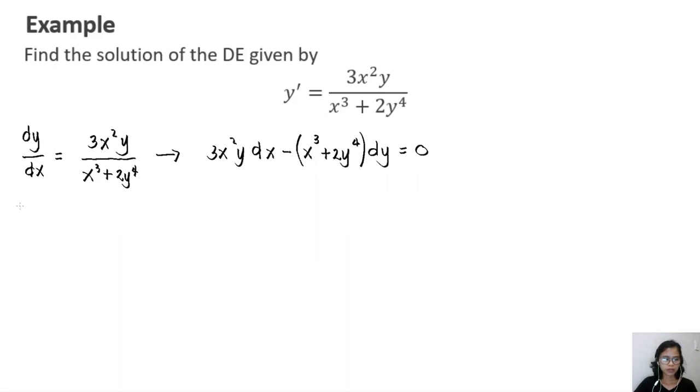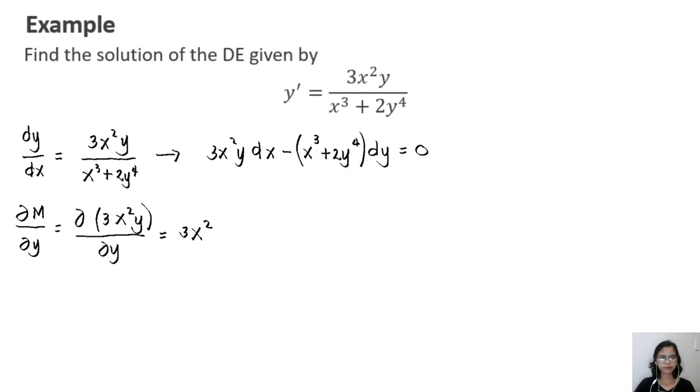Now let's try to see if this is exact, and we know it is not, but let's just solve for the partial derivative of M with respect to y. So differentiate this with respect to y, which is equal to the partial derivative of 3x squared y with respect to y. Since our independent variable is y, therefore x is considered constant. Separate the constant first, and what is the derivative of y with respect to y? That is just 1.